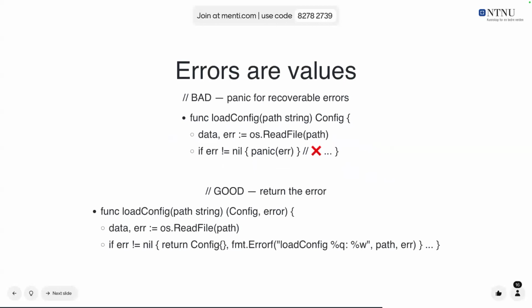So you should not panic. It's a simple rule. If you're panicking in your code, then you're doing something wrong. You should handle errors yourself, and you should only panic if there is something truly unrecoverable. So generally, you should never panic in your code. If you're calling panic, you're probably doing something wrong 99% of the time.